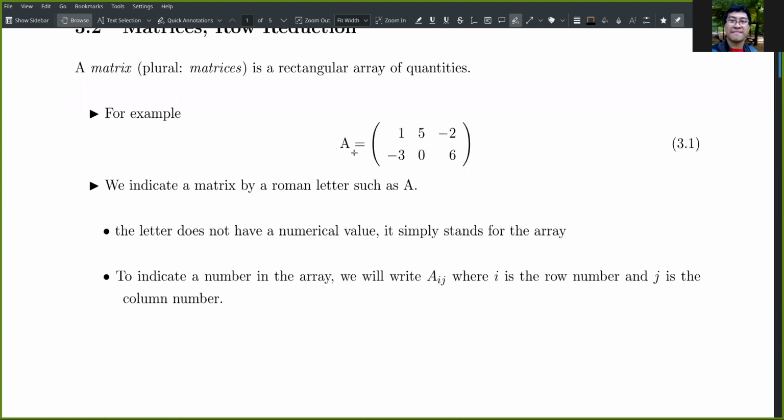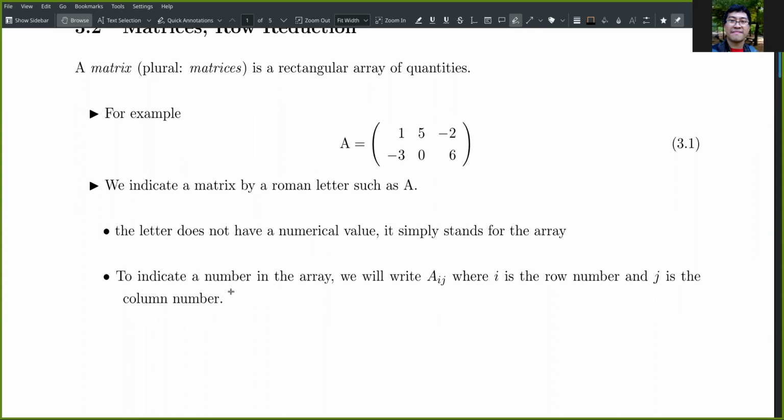For example, you have matrix A equal to this array of 1 5 minus 2, and in this lower row you have minus 3 0 and 6. We indicate a matrix by a Roman letter such as this A. The letter doesn't have a numerical value, it simply stands for the array.